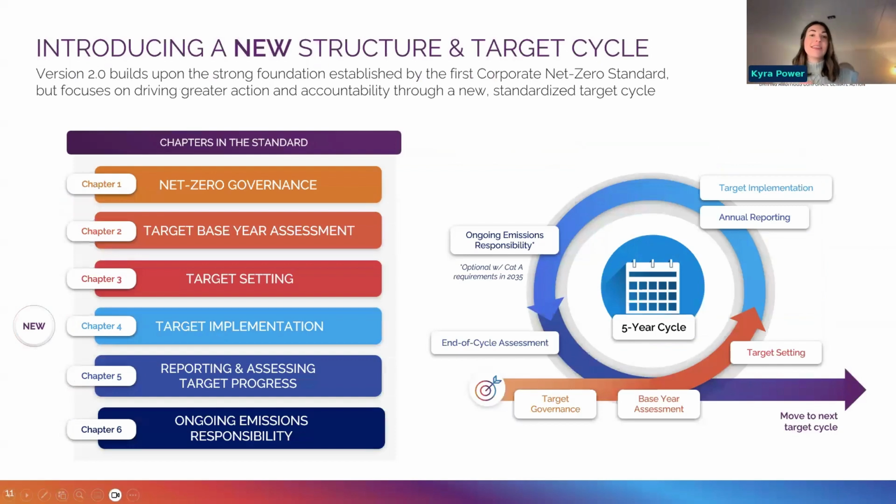As I just mentioned, the standard introduces a new cycle of target setting, anchored by 5-year near-term targets, which are bookended by the target validation and a robust end-of-cycle assessment. However, there are steps that companies take before the target validation. These are outlined in the first 2 chapters of the standard. And of course, there's the matter of actually implementing targets and reporting on target progress.